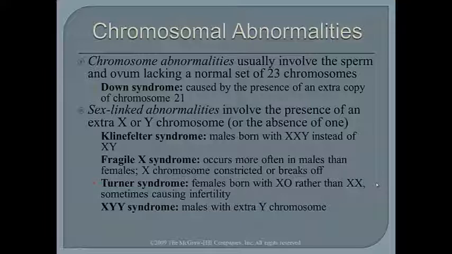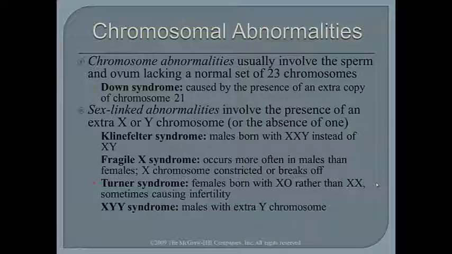Sex-linked abnormalities are often not recognized until adolescence when puberty doesn't start on time. These abnormalities involve the presence of an extra X or Y chromosome, or the absence of one. Examples of sex-linked abnormalities include Klinefelter syndrome, which occurs in males born with XXY instead of XY. It occurs in 1 in 600 babies. Affected individuals can have underdeveloped testes, enlarged breasts, and be above average height.